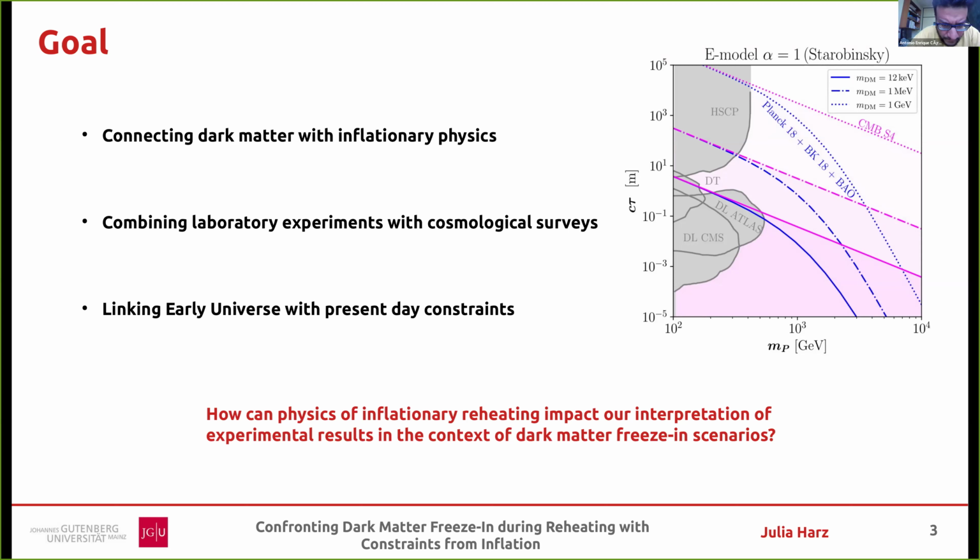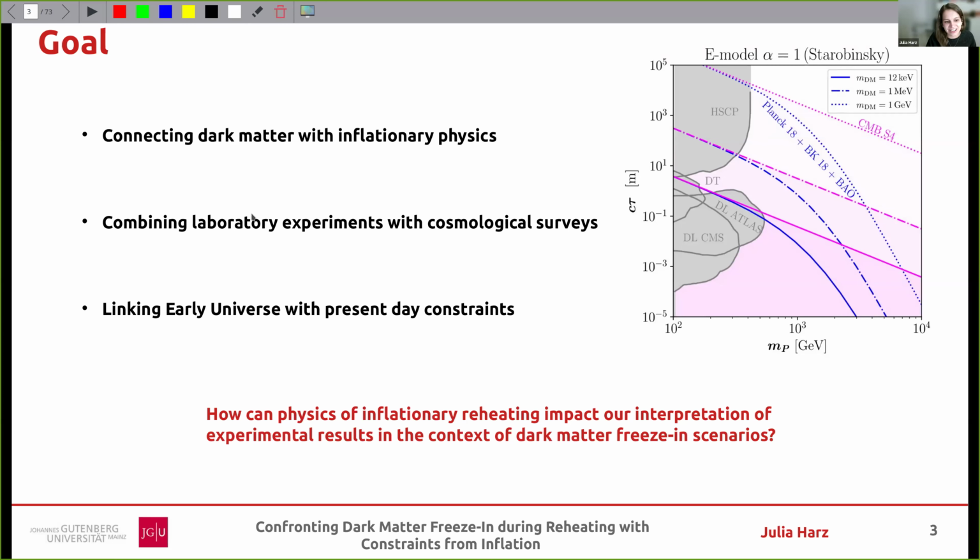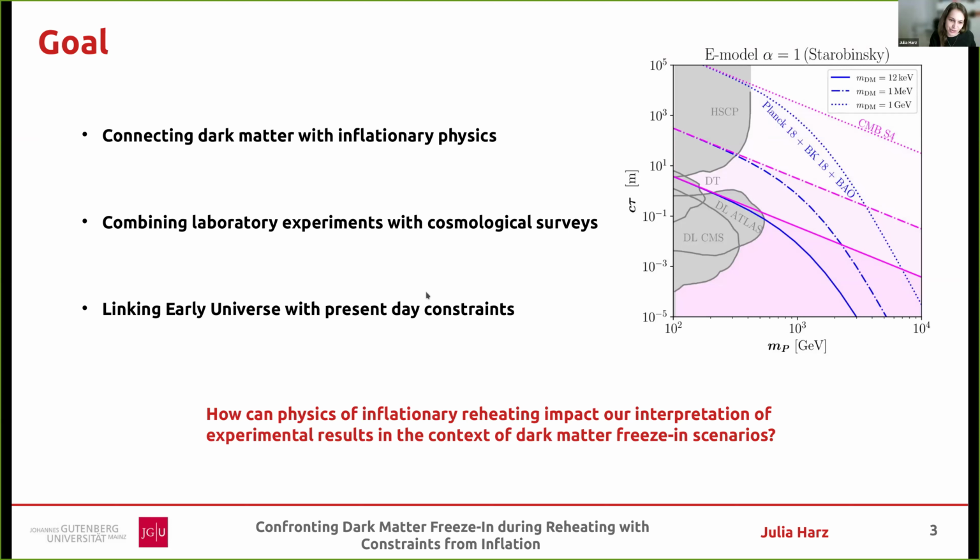I also want to stress that, in my opinion, the combination of cosmological surveys like Planck or CMB Stage 4 with laboratory experiments like the LHC is very interesting, and also to link the early universe with the present-day constraints. The main question I want to answer today is: how can the physics of inflationary heating impact our interpretation of experimental results in the context of dark matter freeze-in scenarios?